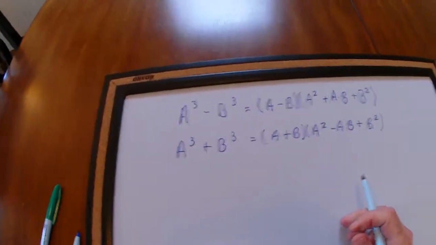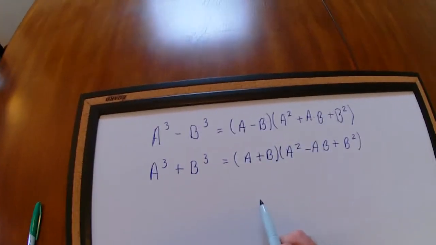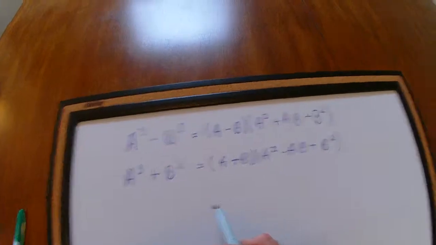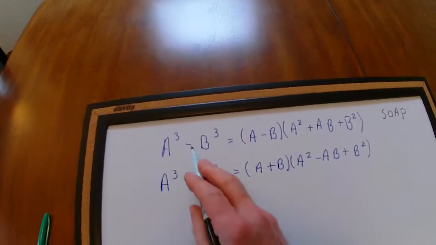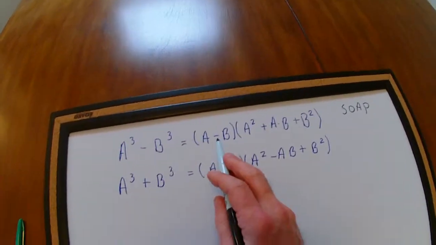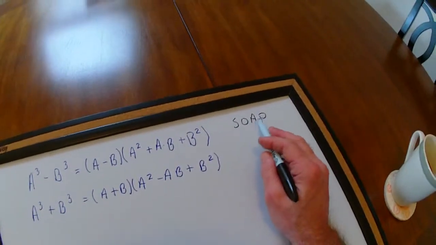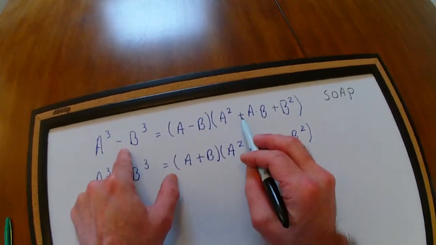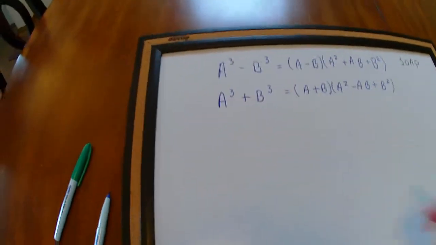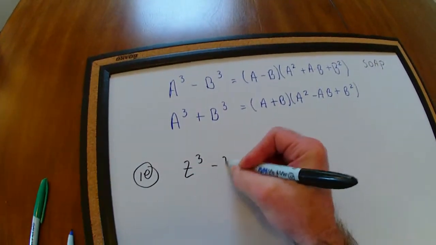Okay, for these examples we're going to work on the difference of cubes and the sum of cubes, and here are the formulas. Now there's kind of a way you can remember this. It's called SOAP. Minus, minus, plus, plus. So it's the same, that's the S. Then this next operation is the opposite, plus, minus, minus, plus. And then the AP is always positive. So the same, opposite, always positive.